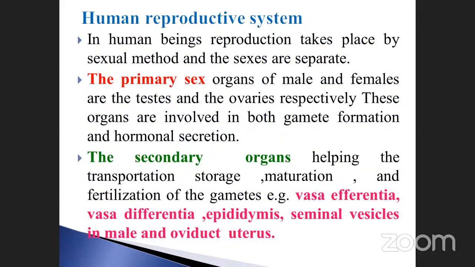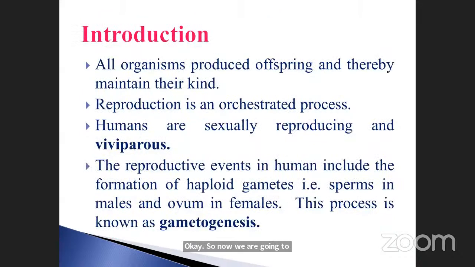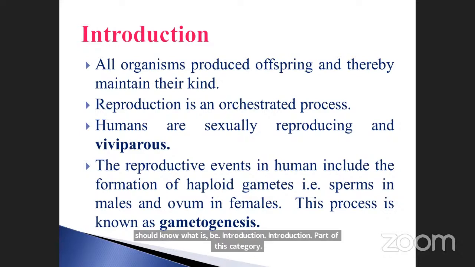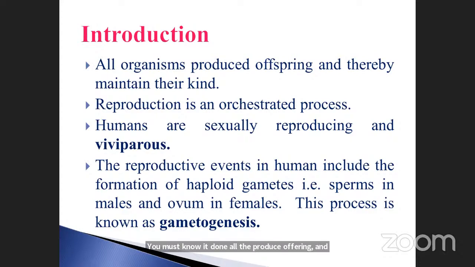Okay, now we are going to discuss one by one deeply. First, we should know the introduction. Introduction part of this category, you must note it down. All organisms produce offspring and thereby maintain their kinds. It is called progeny. Each and every animal has its own specific reproduction ability. What is the main purpose of reproduction? Then only the generation will be possible. Otherwise, it will not be possible.